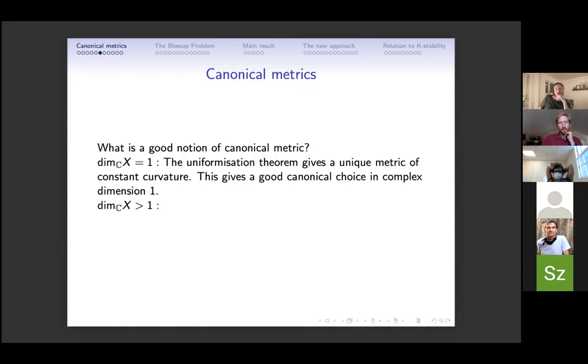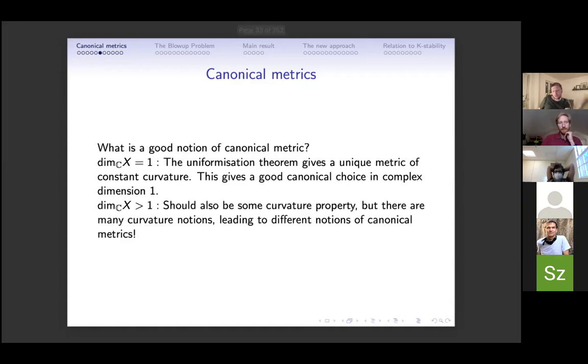And I think in dimension one, there's a pretty good canonical choice, and that's a metric of constant curvature. So the uniformization theorem gives a unique metric of constant curvature. And that gives you a good canonical choice in complex dimension one. In higher dimensions, however, you would think that it should also involve some kind of curvature property, this notion of a canonical metric. But there are many curvature notions. So this could lead to many different notions of canonical metrics.